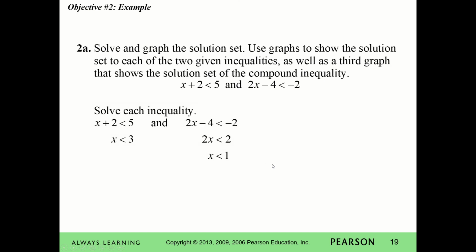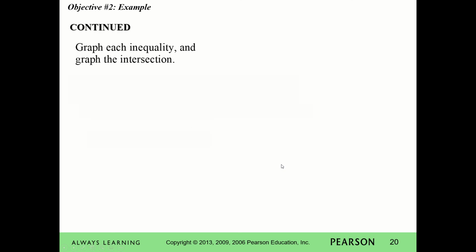So another one. This time we're going to graph each inequality and see what happens. In this case, we have x plus 2 is less than 5 and 2x minus 4 is less than negative 2. So to solve the first one, we're going to subtract the 2 from both sides and get x is less than 3. And on the right, we're going to add the 4 to both sides. We get 2x is less than 2. Divide both sides by 2, and we get that x is less than 1.